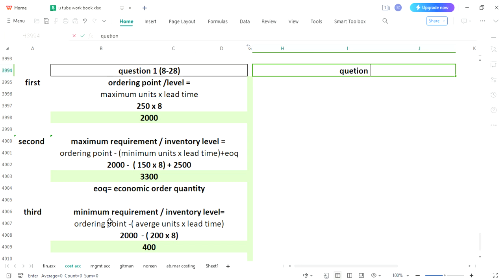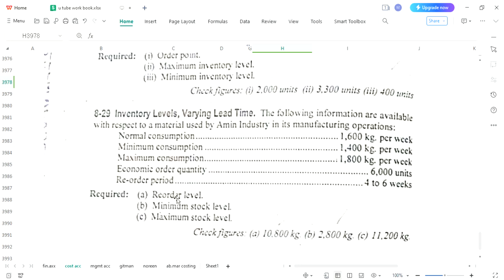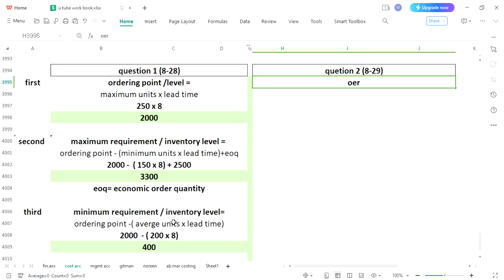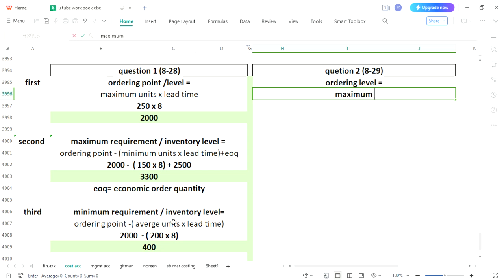Question number 2, and this would be 8.29. For this again we will go to the question, and you can see in 8.29 we have reorder, minimum, maximum. Same we will be writing over here. So the first point is ordering level, under which we will use maximum number of units, and it would be multiplied by its lead time.